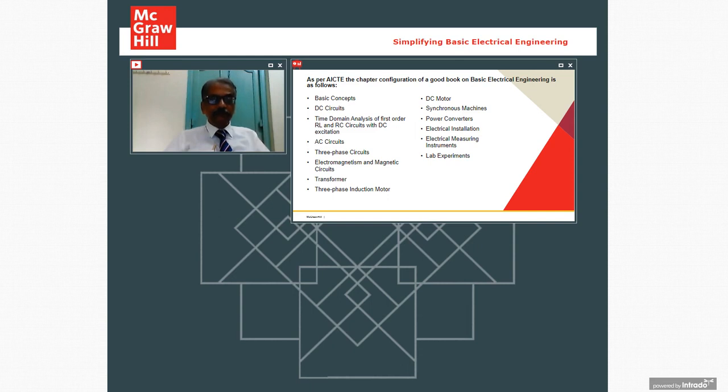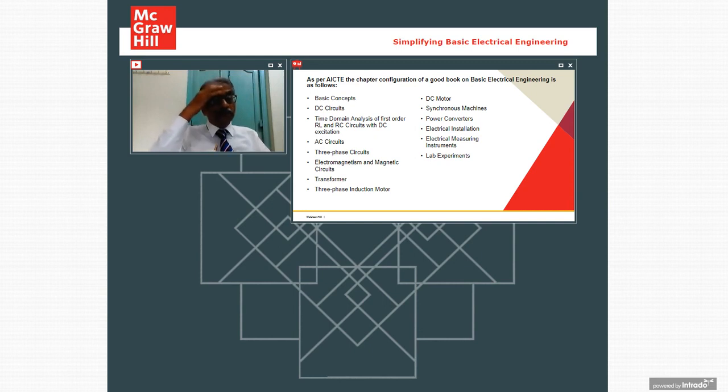Then electromagnetism and magnetic circuit. Once you are very clear about this concept, then your knowledge about the transformer will be very clear. Then you come to the electrical machine part, rotating machine. You have DC motor, you have induction motor, you have synchronous machine. So there are different types of machines, out of which these three are basic machines. So you should have a workable knowledge, you should have a basic concept clear to you on these topics.